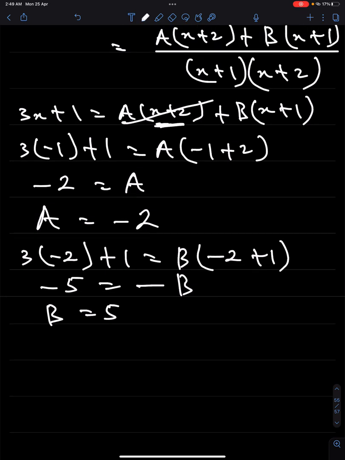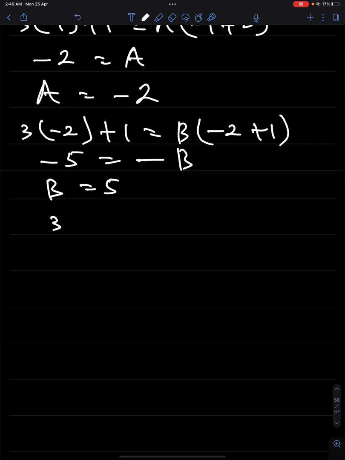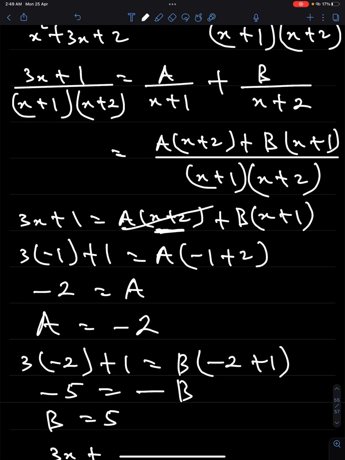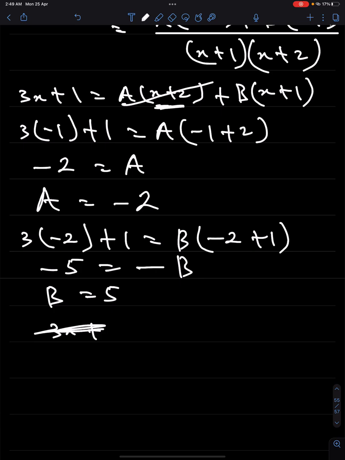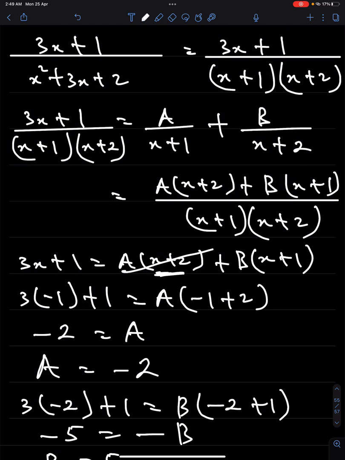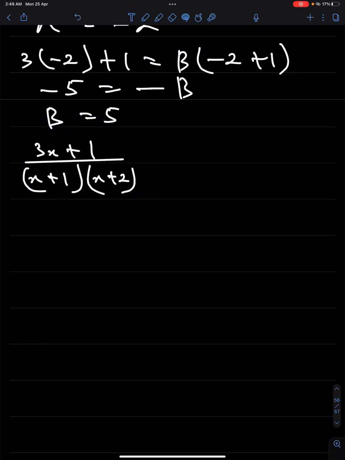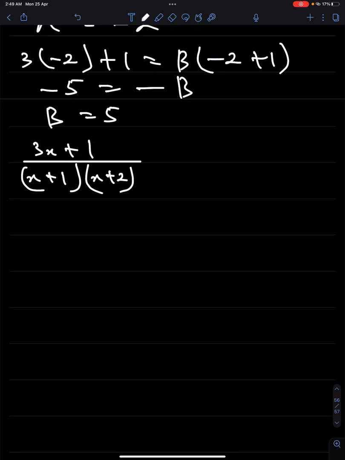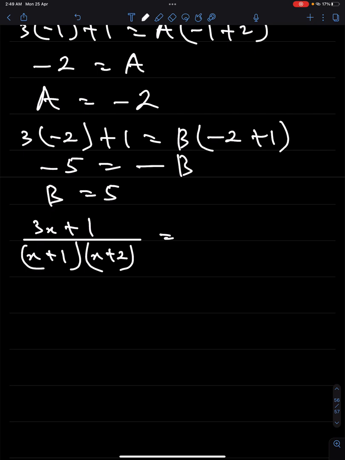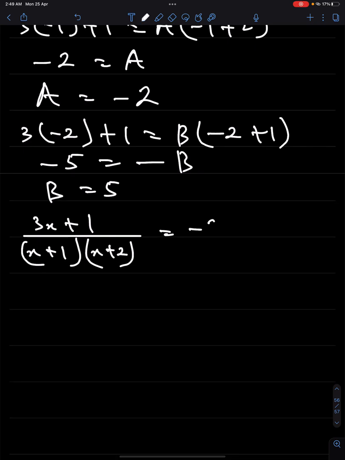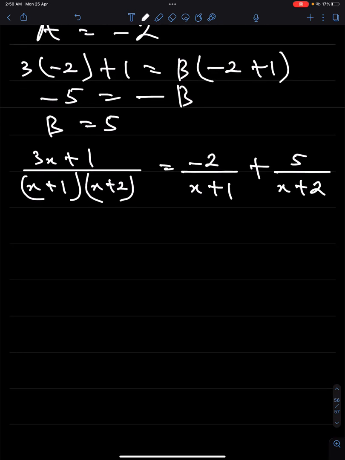Now we've got the constants a and b. That simply means this fraction, 3x plus 1 over x plus 1 times x plus 2, is equal to a, which is minus 2 over x plus 1, plus 5 over x plus 2.